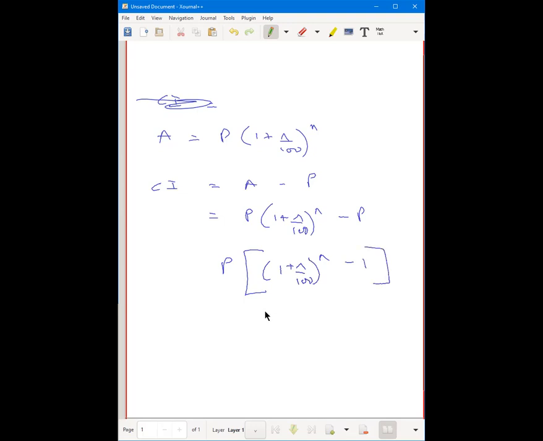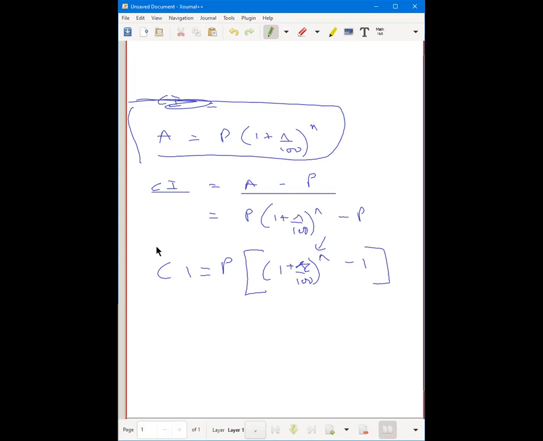So instead of remembering another formula and making mistakes in calculation somewhere, what I suggest is just take out A, and then for CI, just do A minus P. You can use this formula also if you want to learn another one. It's the one and the same thing. It comes out to the same answer, right?